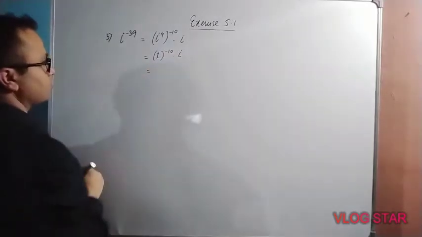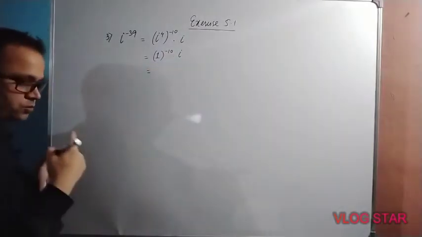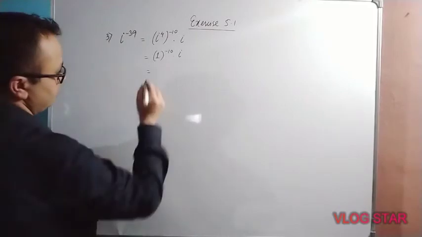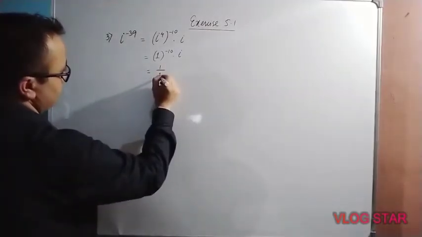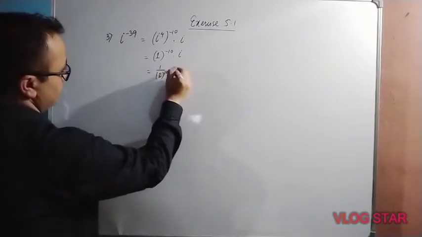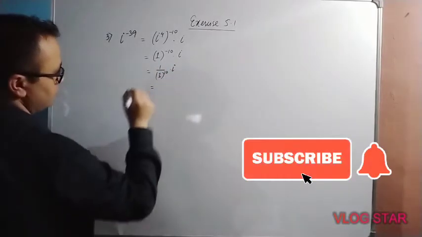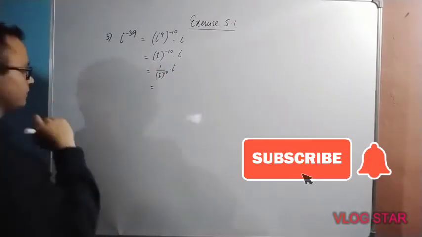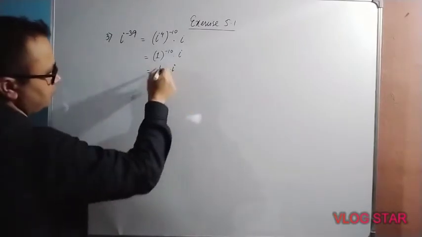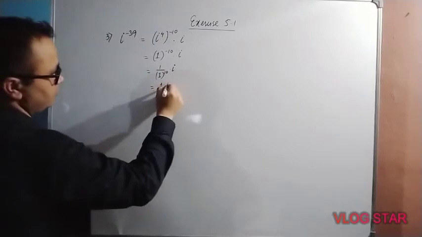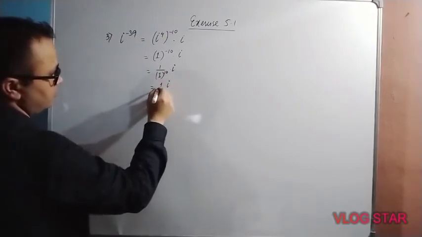This equals 1 to the power any number is 1. So it may be written as 1 by 1 to the power 10 into i. So 1 by 1 to the power 10 is 1, because 1 to the power any number is 1. 1 by 1 is 1. So 1 into i equals i.